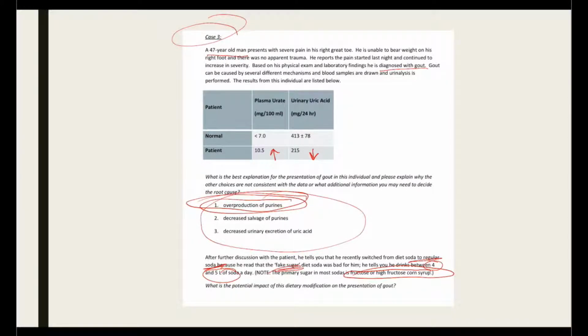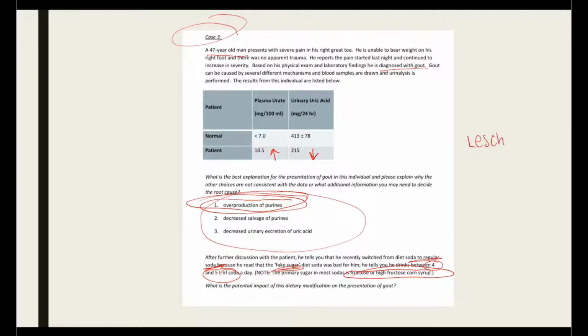I believe it is not caused by the decreased salvage of purines because there was an increase in his plasma urate, and therefore there was not a decrease in purine salvage. By definition, urate is a salt or an ester that is made from uric acid. Furthermore, the decreased salvage of purines is most likely due to an enzyme deficiency, like the enzyme that is needed for purine recycling, which is hypoxanthine guanine phosphoribosyl transferase, which is commonly associated with the disease Lesch-Nyhan syndrome.